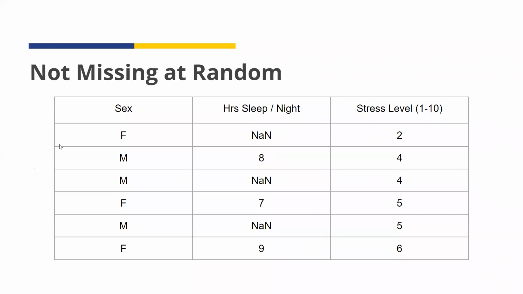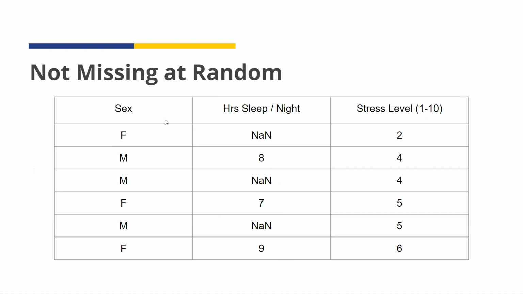And finally, not missing at random data. In this case, the reason as to why each of these values is missing depends on the value of the variable itself. If you take a look at this column here, you'll notice that the other entries in this table that aren't missing have values of sleep that are very high, 7, 8, 9. That's a pretty good night's sleep, if you ask me.